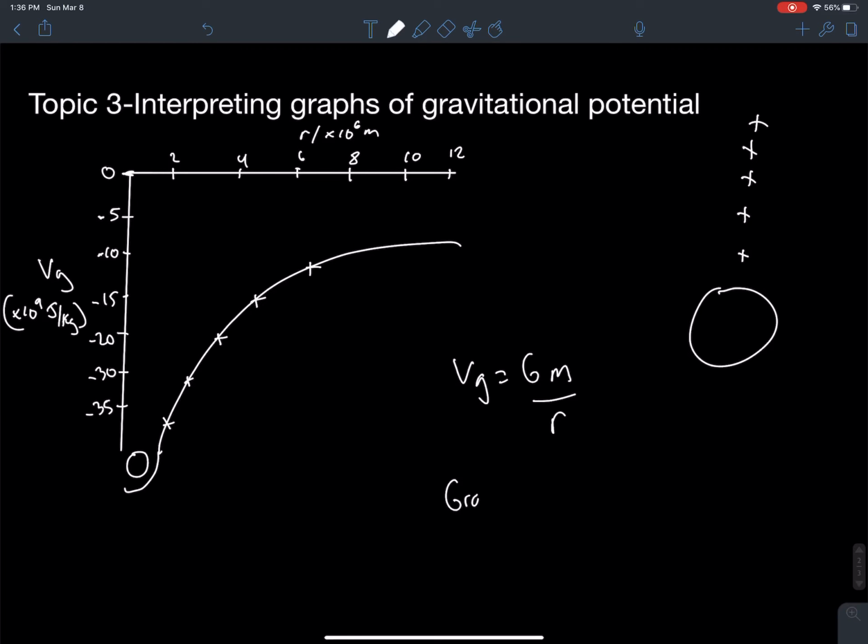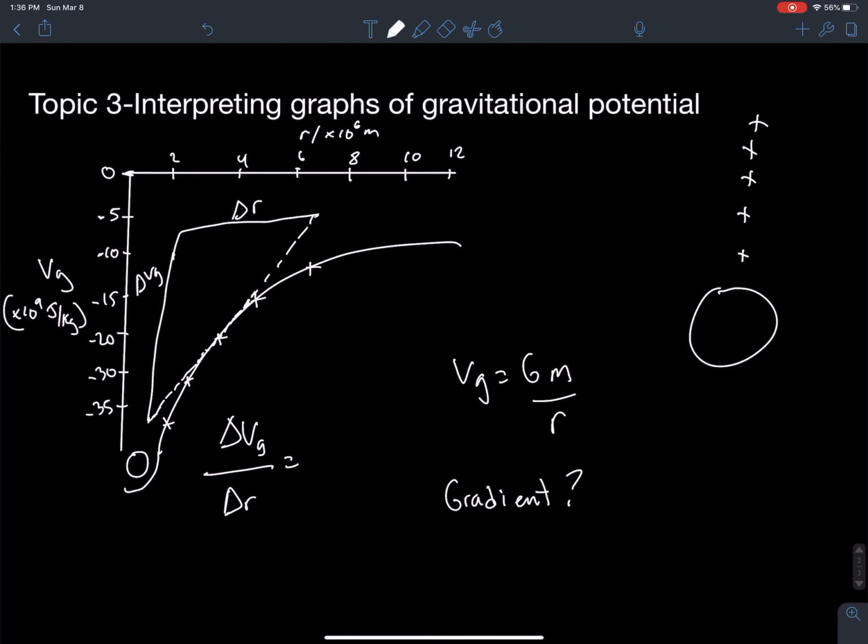So what does the gradient mean in that graph? Well, if I took the gradient, for example, at that point, I'm going to draw a tangent line to mimic the gradient. What would the gradient be here? This is delta r, that's delta Vg. So the change in gravitational potential over the change in r, what does that represent? If I took Vg and I divided it by r, what does it give me?